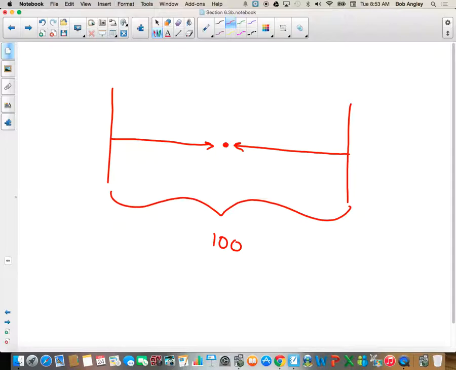All right. Now, let's see. Melissa, let me have you run this time. Melissa's going to run from left to right. Okay. So let's give Melissa some characteristics here.